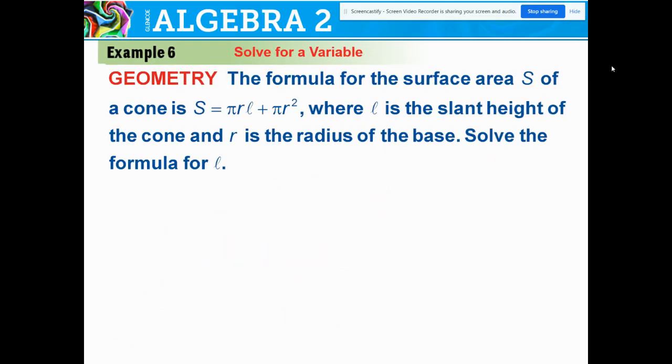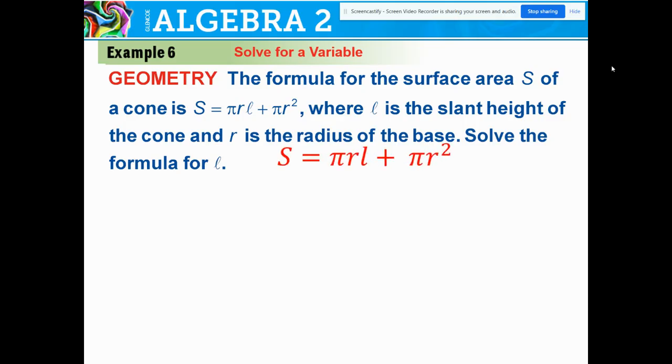Solve for a variable. So we have our equation. It's the formula for the surface area, S, of a cone. L is the slant height of the cone. R is the radius of the base. You probably heard about this in geometry. Solve the formula for L.